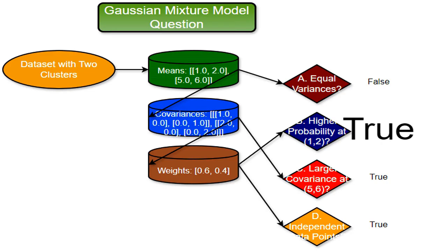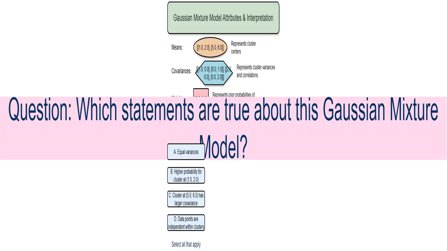Statement C is true because the values in the covariance matrix for cluster 5, 6 are larger, indicating greater spread or variance. Statement D is true because GMMs are built on the assumption of independence of data points within each of the identified clusters. I see that option A claims the variances are equal. Looking at the covariances, I see that the first cluster has a variance of 1, and the second cluster has a variance of 2. They're not equal, so this statement is false.